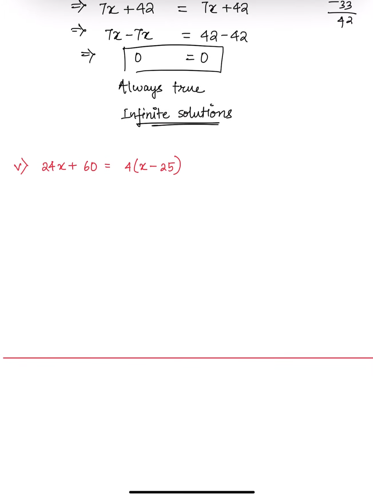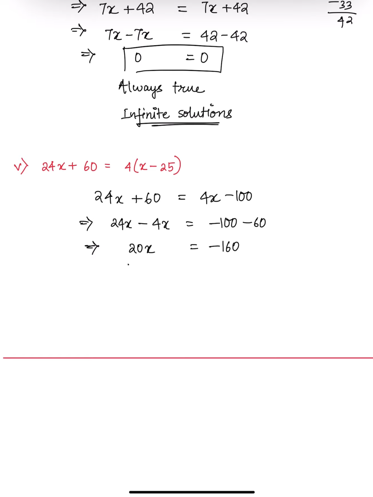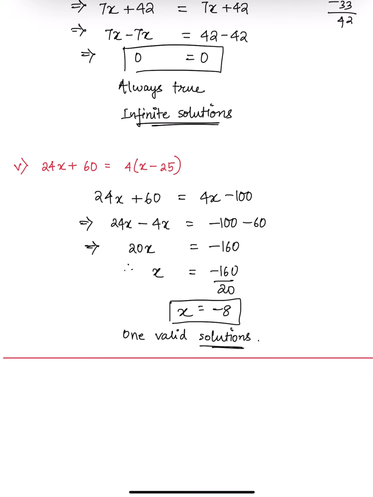Now coming on to the fourth part and the final question, 24x plus 60 equal to 4x minus 100. So 24x minus 4x equal to minus 100 minus 60. So 20x will be minus 160. Therefore x will be minus 160 by 20, that is minus 8. So we get one valid solution to this question. So these are the typical type of questions which are asked for a linear equation, or for that matter equations in one variable.